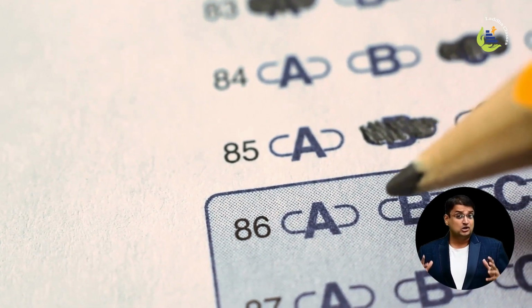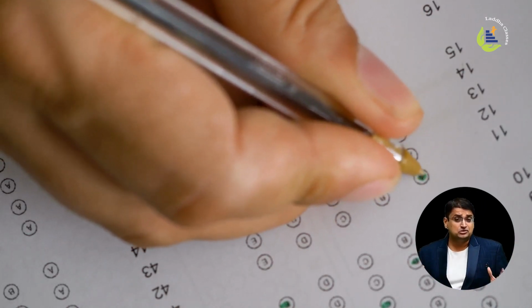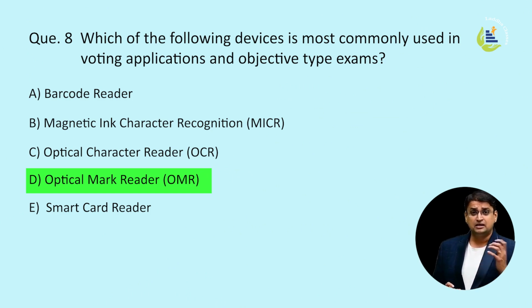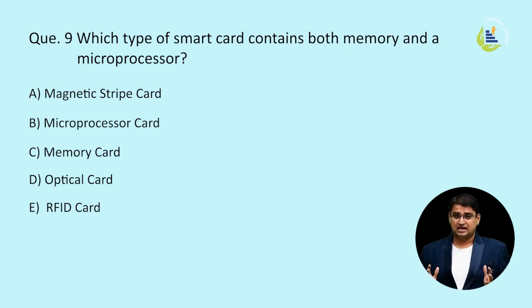Because OMR is used for reading marked answers, which is common in exams and voting systems. Devices like barcode readers and OCR are not used for reading marks on paper, and MICR is specific to checks, not exams.